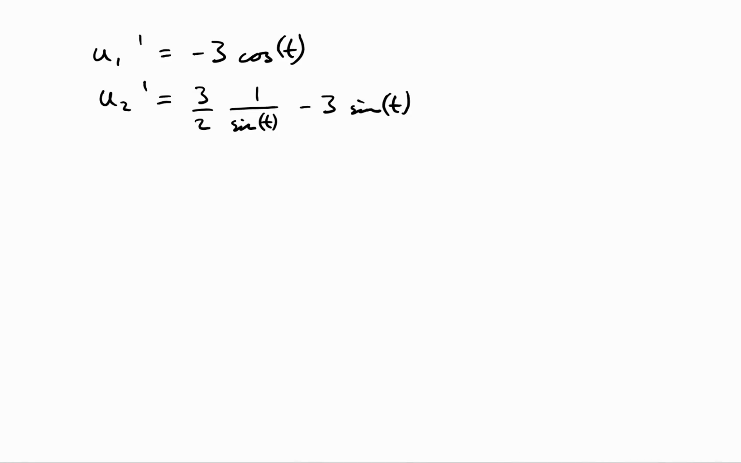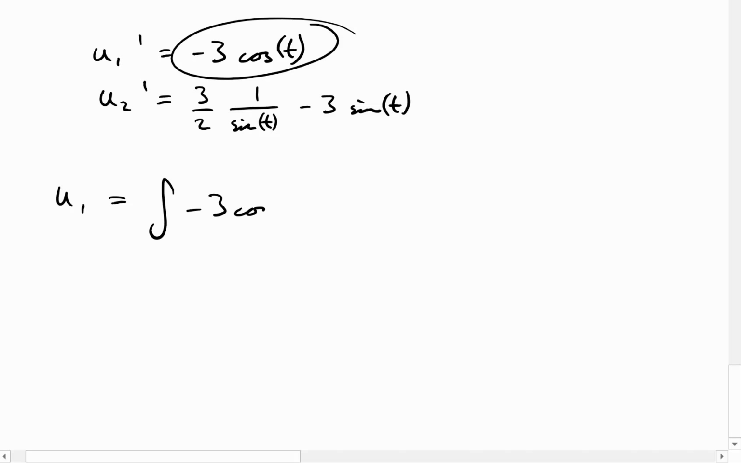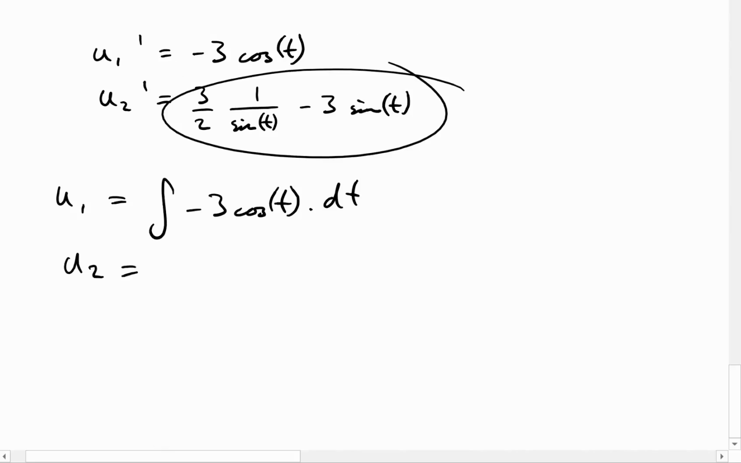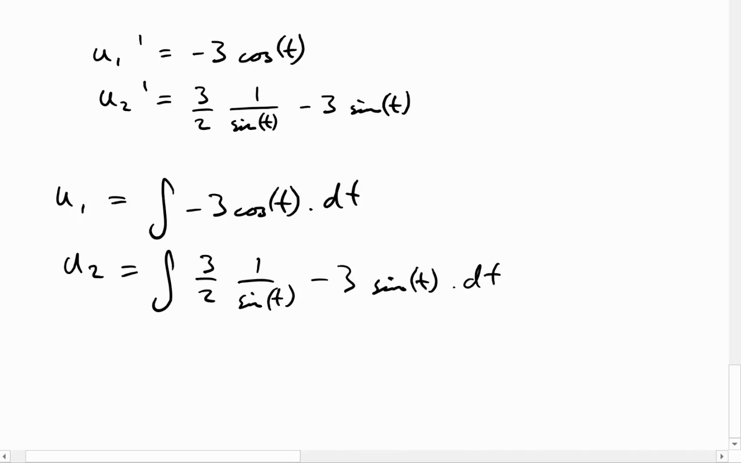Okay, so now obviously the next step, which I'm just going to tell you the answers to, is that we're going to integrate those, because we obviously just want u1 and u2. So u1 is obviously just going to equal the integral of that thing, so the integral of minus 3 cos t. And u2 is obviously just going to equal the integral of that thing, so the integral of 3 over 2, 1 over sine t, minus 3 sine t with respect to t.